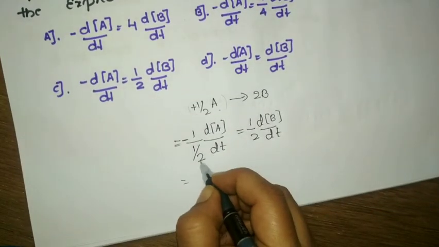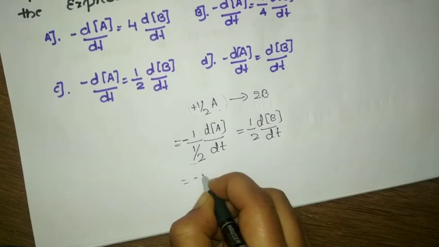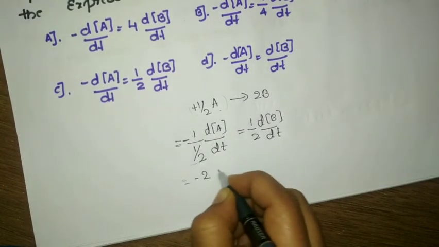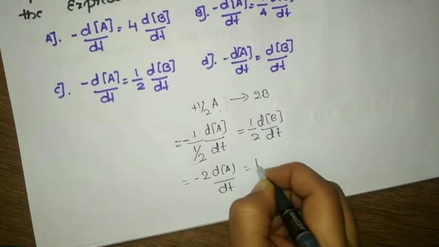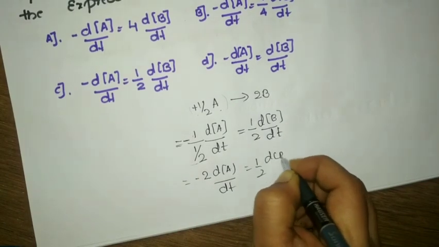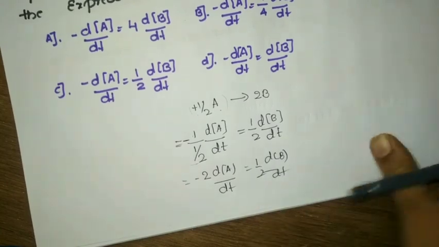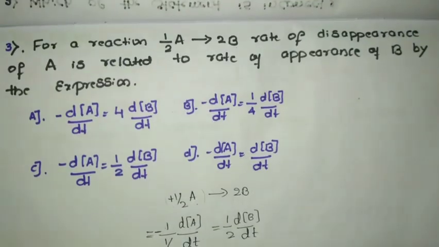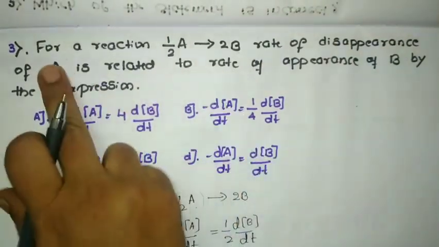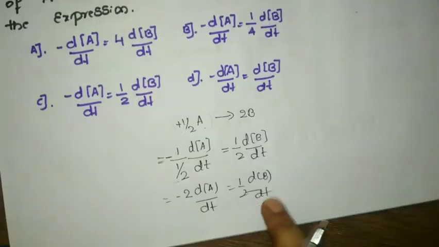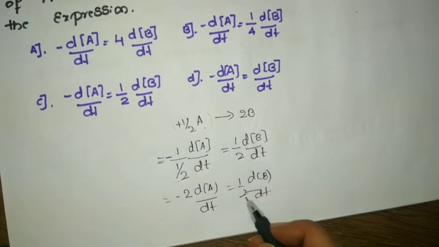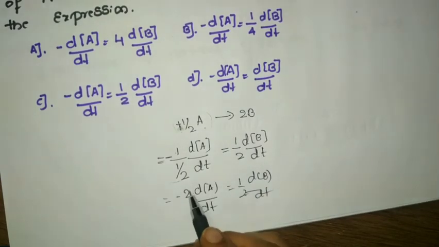Yes. Now this will move to the numerator, so minus 2 we can write. So dA by dt is equal to half dB by dt. What is the question they have asked? The question is that the rate of disappearance of A is related to the rate of appearance of B. How the rate of appearance of B is related means we could take this 2 over here.